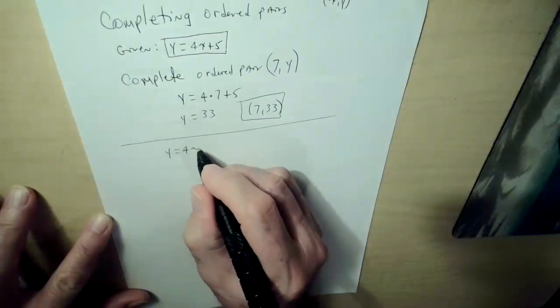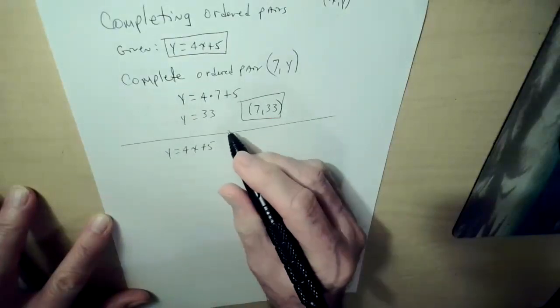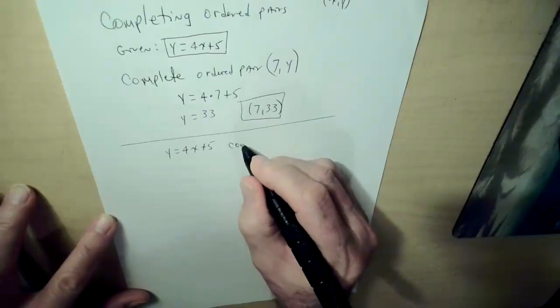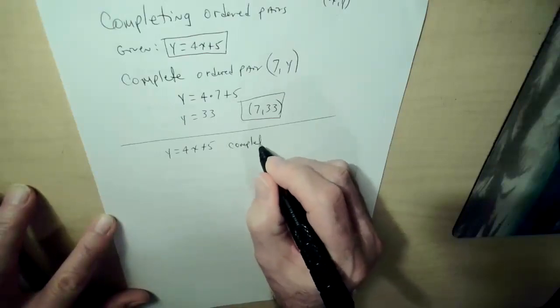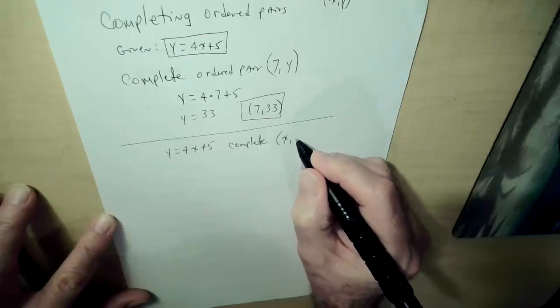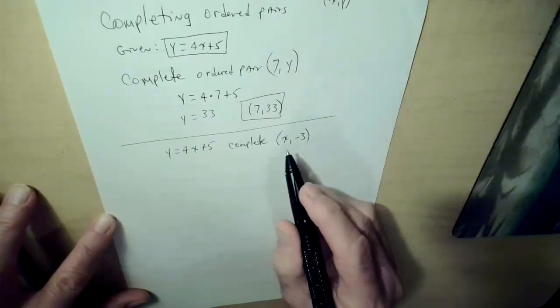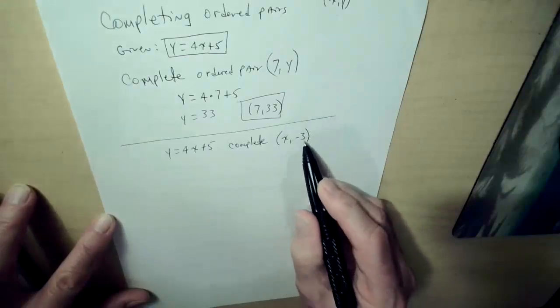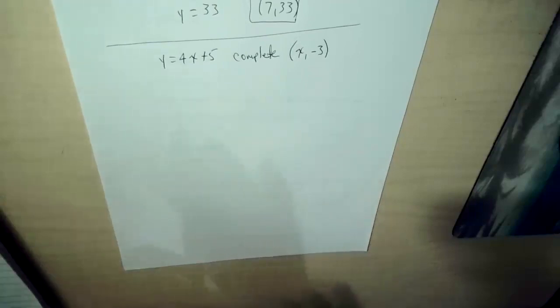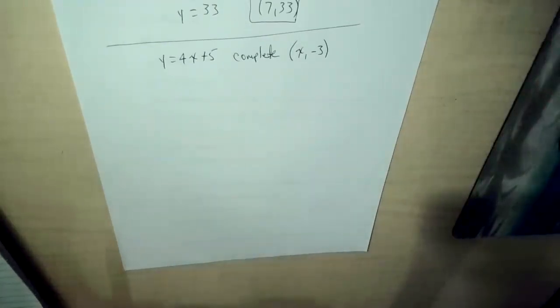So now if you're given the same y equals 4x plus 5, complete the ordered pairs. X comma -3. And remember, this one's always X, this one's always Y. I know that always is a long time, but whatever.